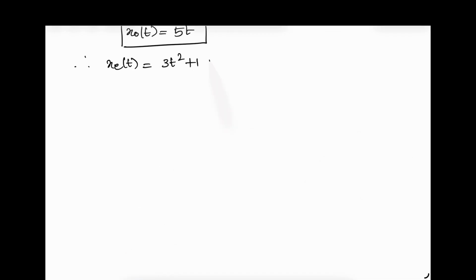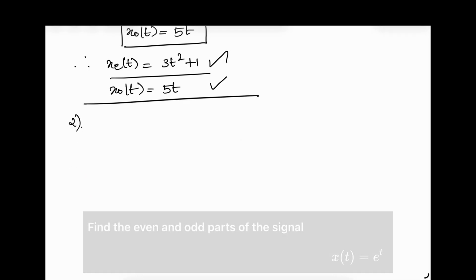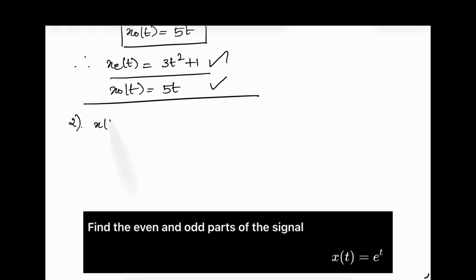So therefore, x even of t is equal to 3t square plus 1 and x odd of t is equal to 5t. So very simple problem. Now let's move on to the next problem. Find the even and odd parts of x of t is equal to e power t.